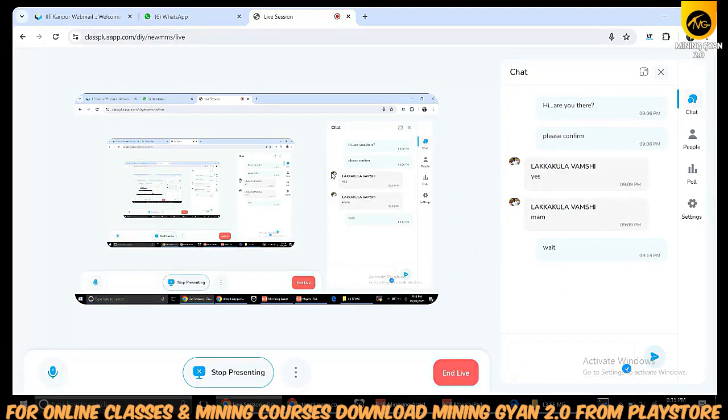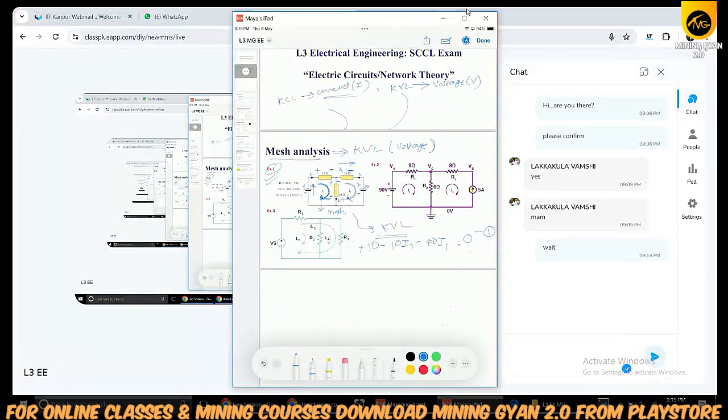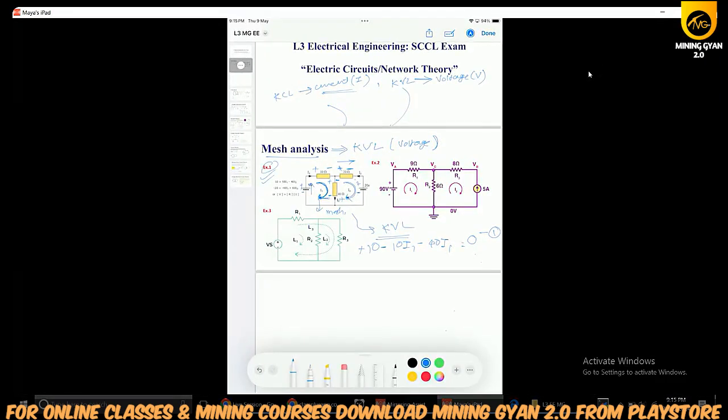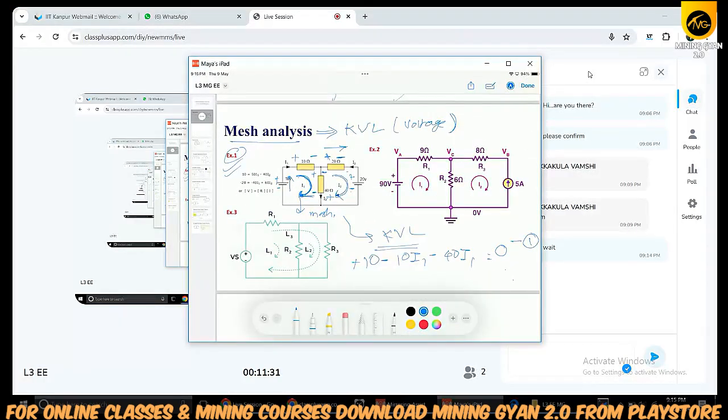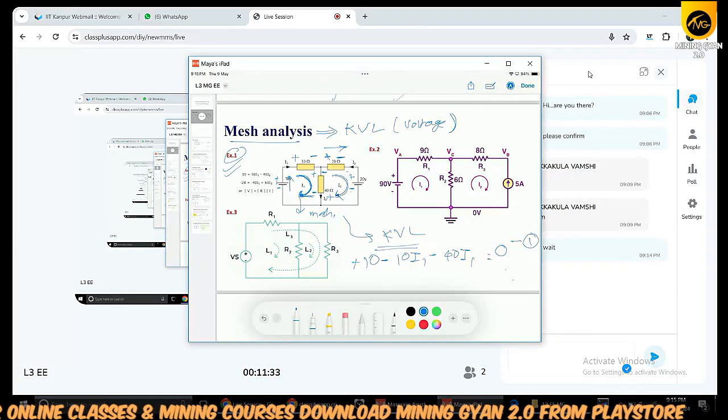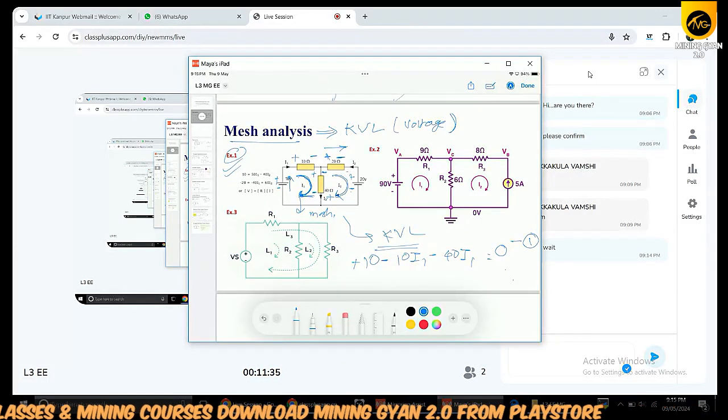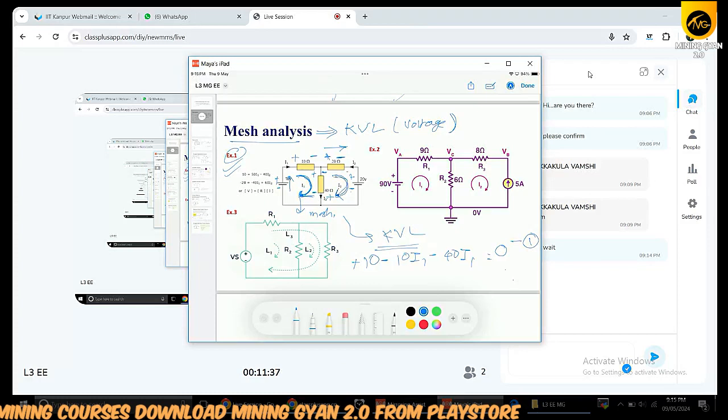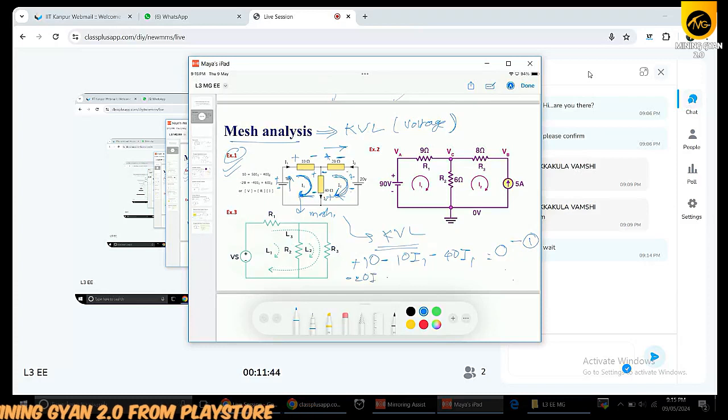Sorry for the interruption. Let us continue. So how to write the KVL equation for the second loop? We will start from here. If we are going in this direction, there will be a voltage drop, so minus 20 I2, then minus 20, then minus 40 I2.